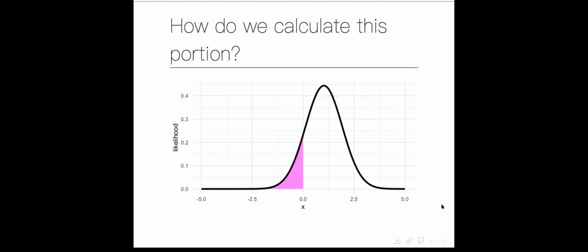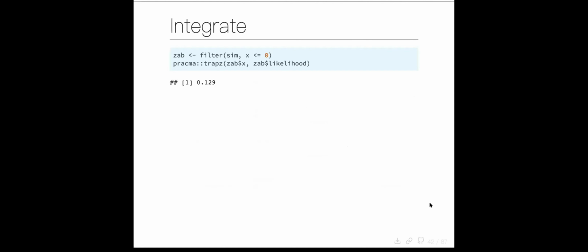So what we want to do is integrate, right? We want to sum that area and compare that area to the rest of the area under the curve. Okay, so we can do that by integrating with some calculus, and we say, okay, this is our data frame where x is less than 0, called this zab, I don't know why, and then we just use a function to integrate under that curve. So here's our x, here's our likelihood, and we get 0.129. So there's about a 13% chance that yellow will win.